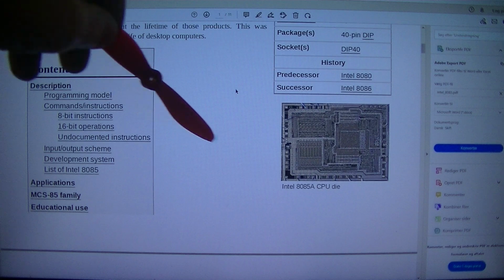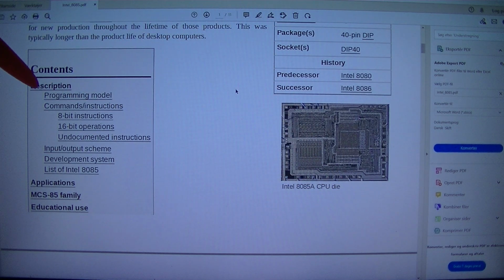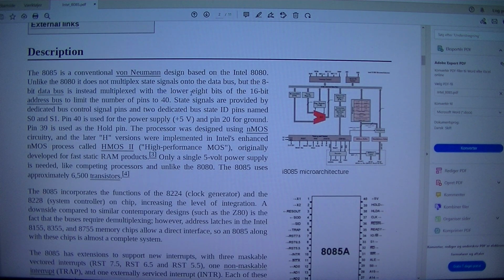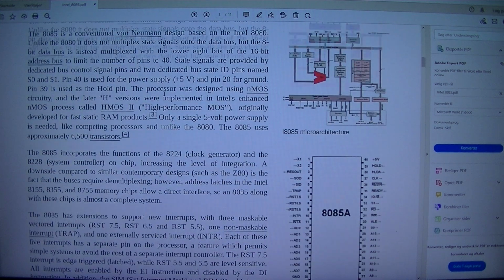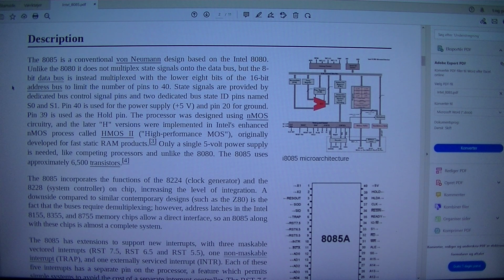Intel 8085 A CPU die contents. Description: programming model. Commands/instructions: 8-bit instructions, 16-bit operations, undocumented instructions. Input/output scheme. Development system. List of Intel 8085 applications. MCS-85 family. Educational use. Simulators. See also. Notes. References. Further reading. External links. Description. i8085 microarchitecture. 8085 pinout.